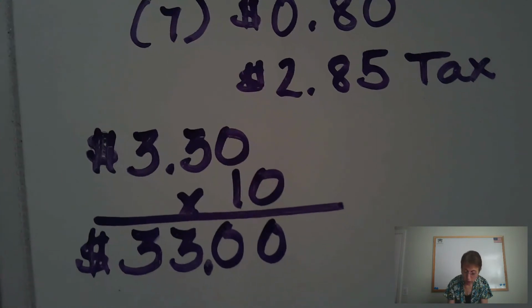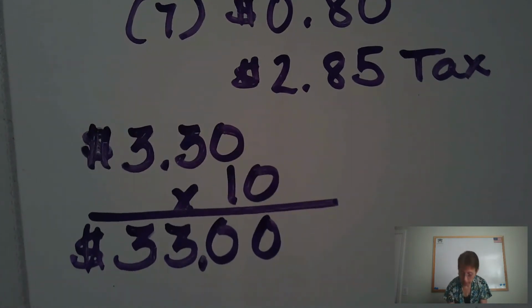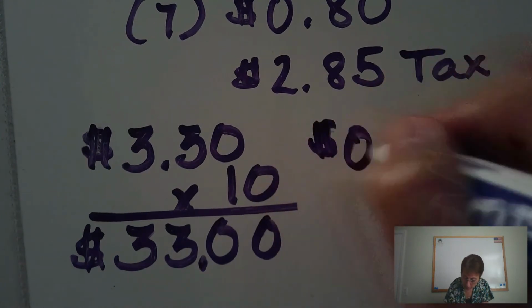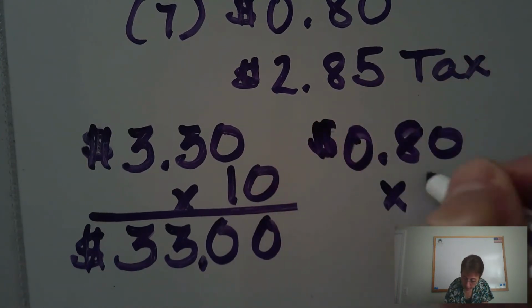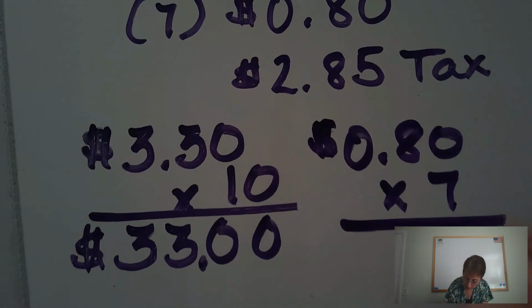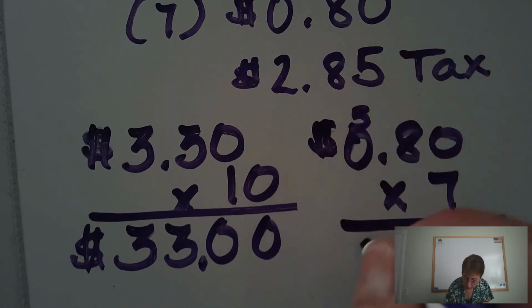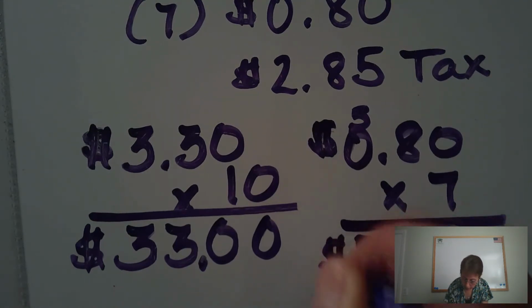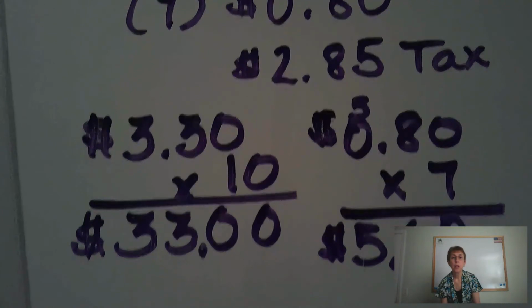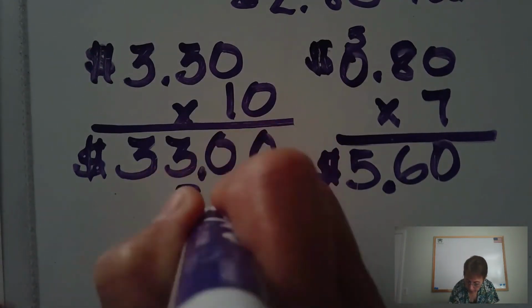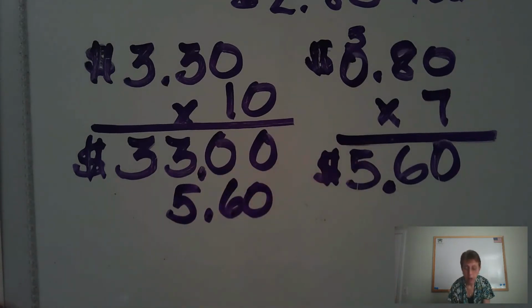Now, the straps cost 80 cents each, and 7 of them were purchased. So we have 80 cents each times 7. 7 times 0 is 0. 7 times 8 is 56. Plus 0 is 5. Bring down our decimal point and dollar sign. So $33 was spent on the caps. $5.60 was spent on the straps.